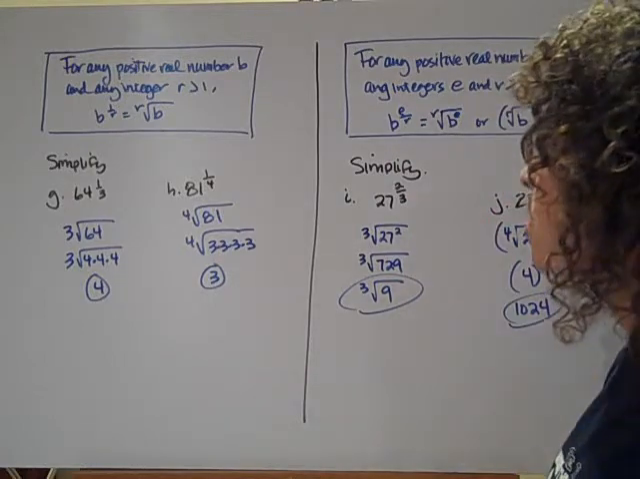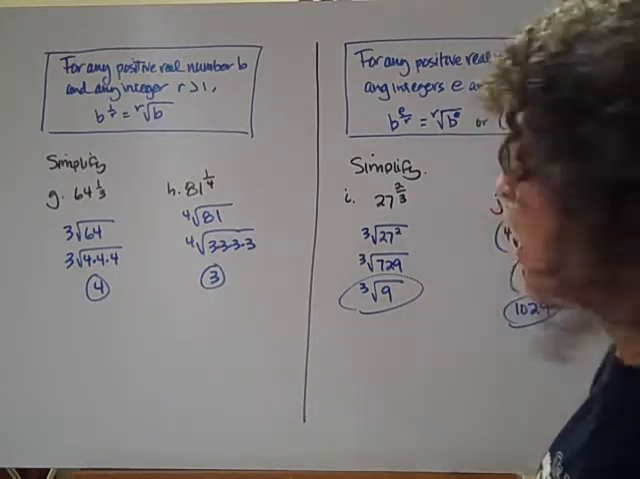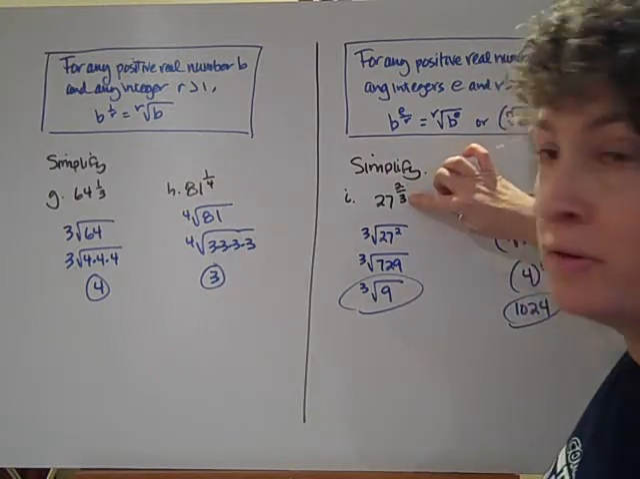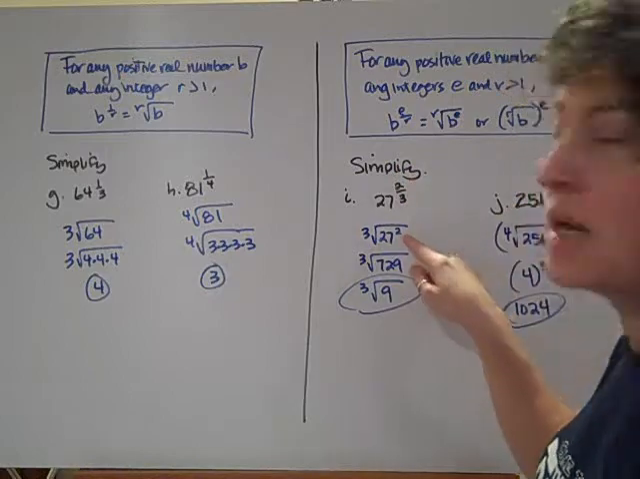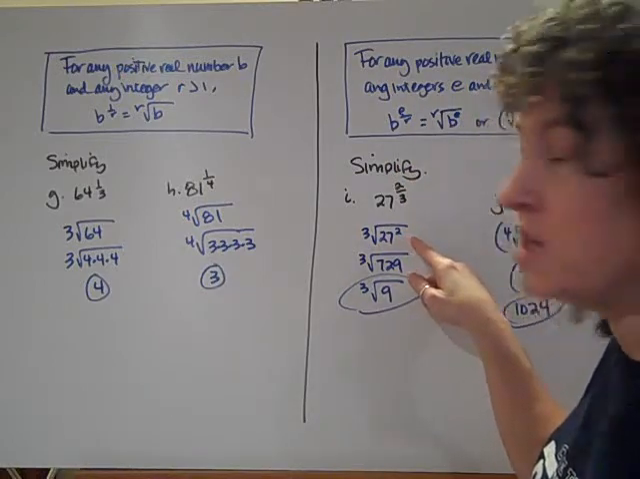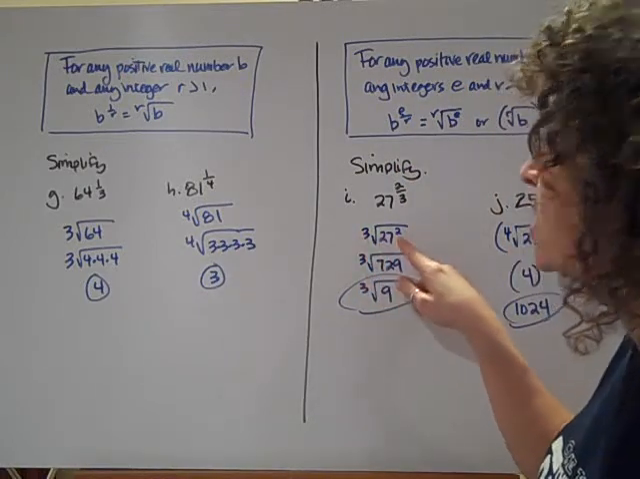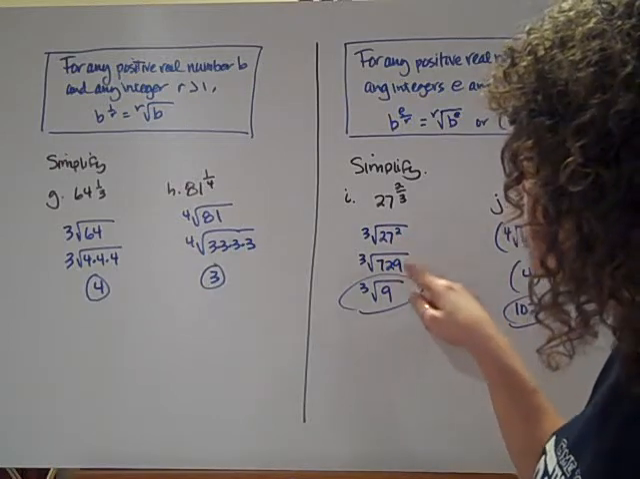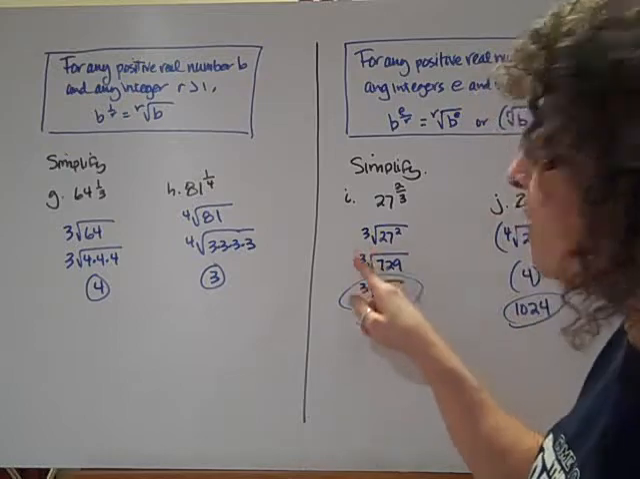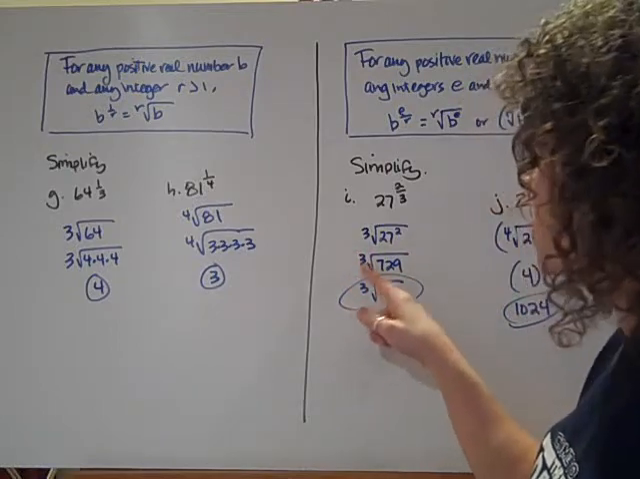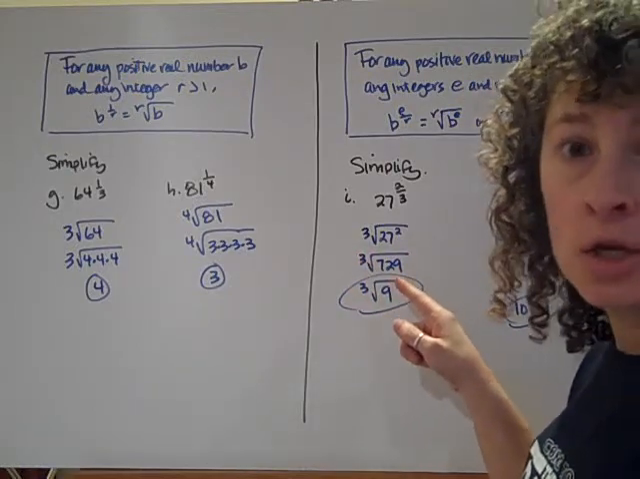So here we're going to simplify 27 to the 2/3 power. So again, I've got my exponent over my root basically. So I'm going to put my cube root outside my radical symbol and my second power with the 27 as its base. So I have the cube root of 27 squared. So here I'm going to square the 27, and I get 729. And now I'm going to find the cube root of that, and I realize that 729 is 9 cubed.